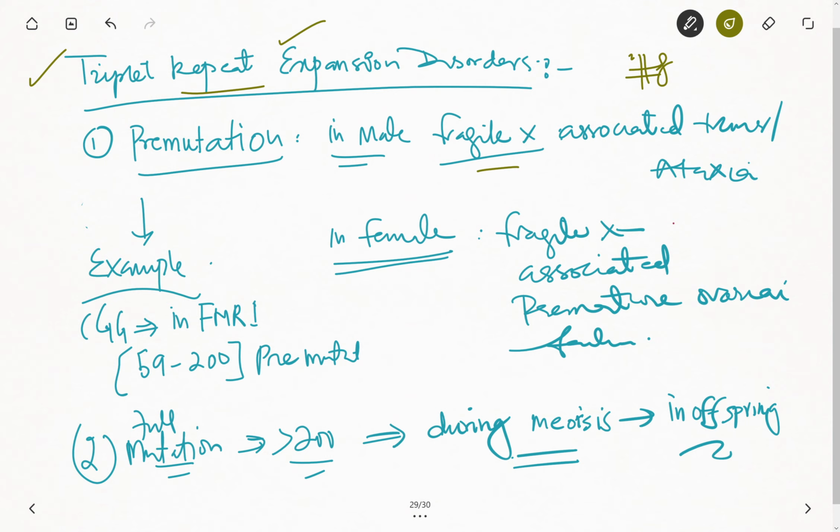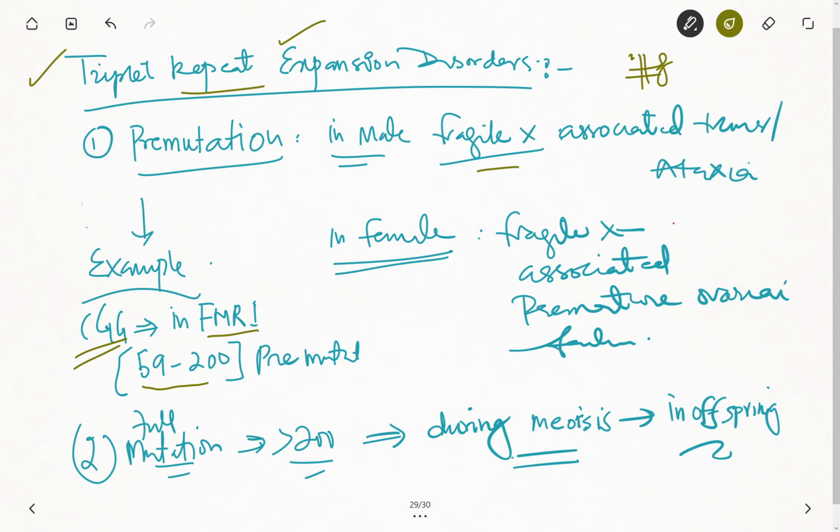So normally we have these terms that could be important. For instance, let's take an example of the FMR1 gene for Fragile X. What happens is that it normally has some CGG repeats, but if these repeats rise up to 59 to 200, we call it a pre-mutation has occurred, and in such individuals we see certain manifestations.